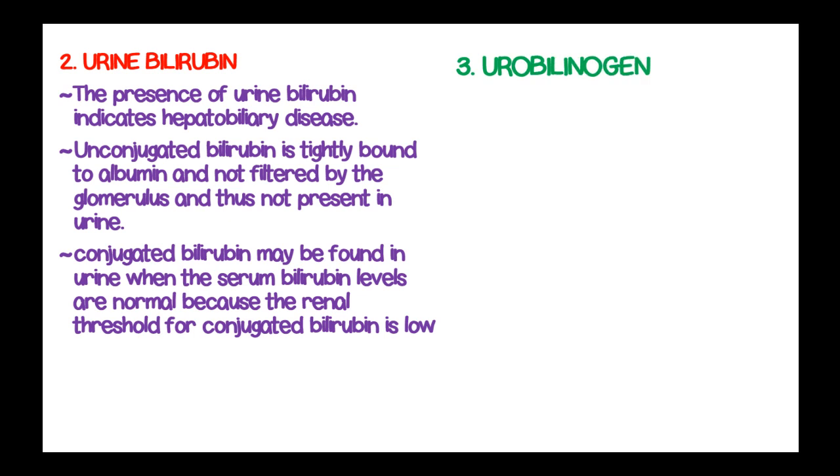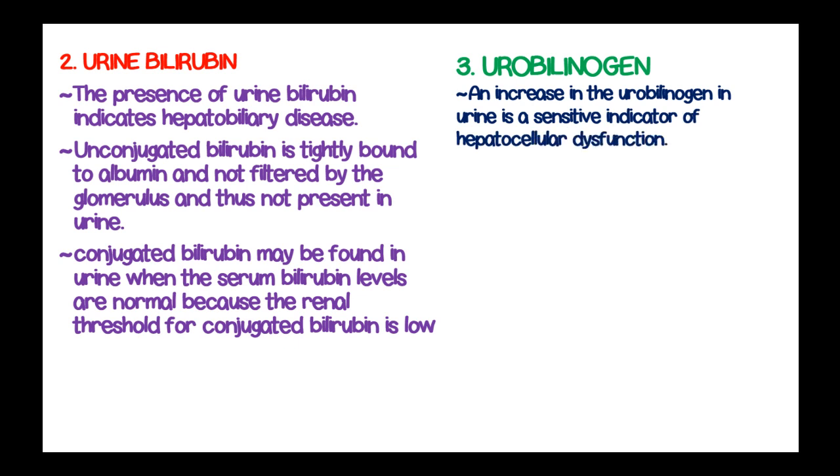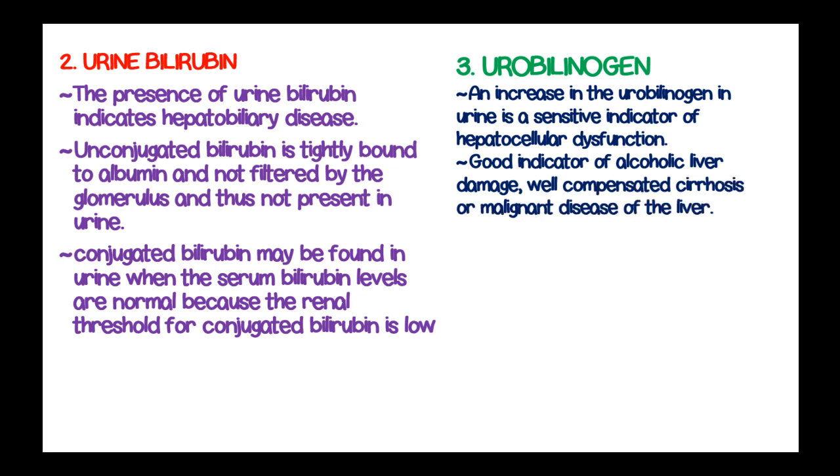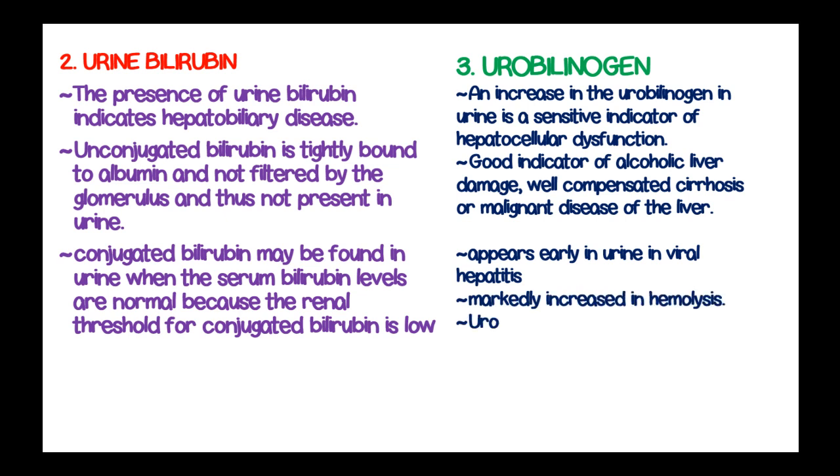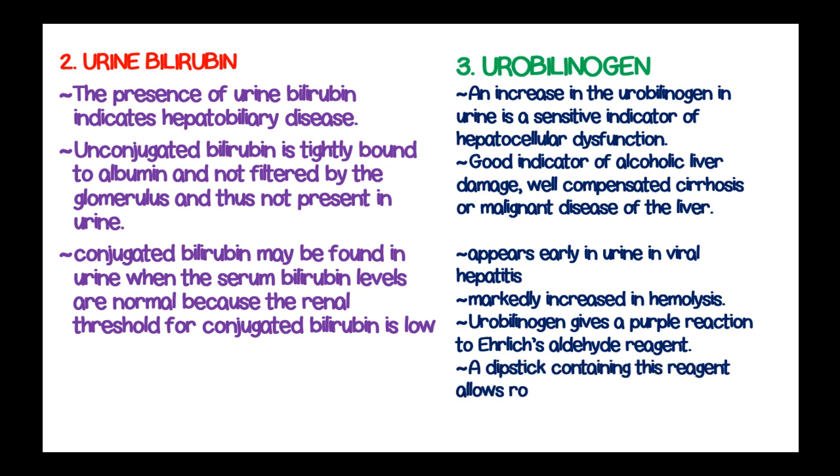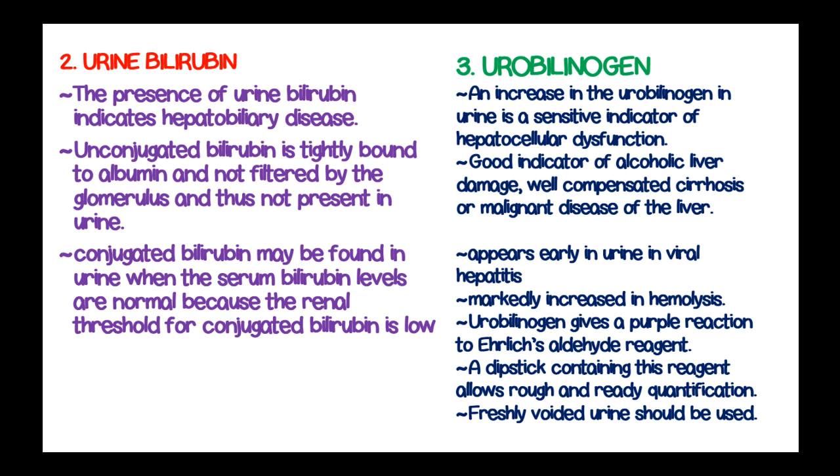We have another type known as urobilinogen, and an increase in urobilinogen in urine is a sensitive indicator of hepatocellular dysfunction. It is also a good indicator of alcoholic liver damage, well-compensated cirrhosis, or a malignant disease of the liver. It appears early in urine in viral hepatitis and is markedly increased in hemolysis. Urobilinogen gives a purple reaction to Ehrlich's aldehyde reagent, and a dipstick containing this reagent allows a rough and ready quantification of urobilinogen. To measure urobilinogen levels, you use freshly voided urine in your testing.